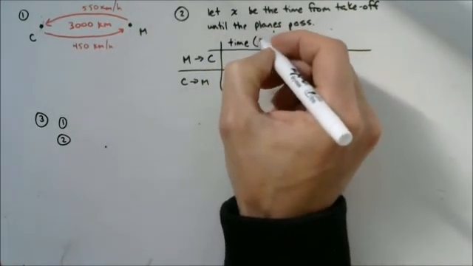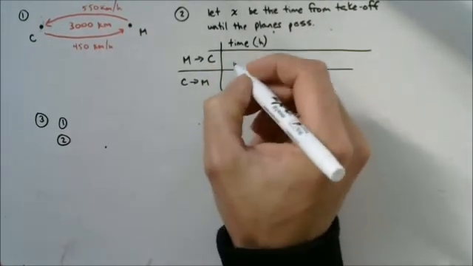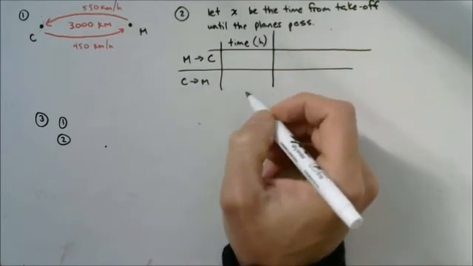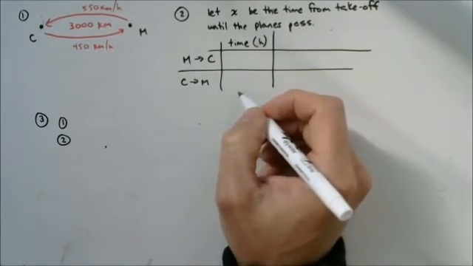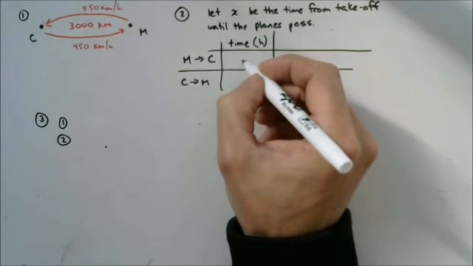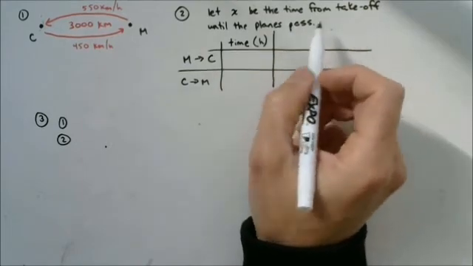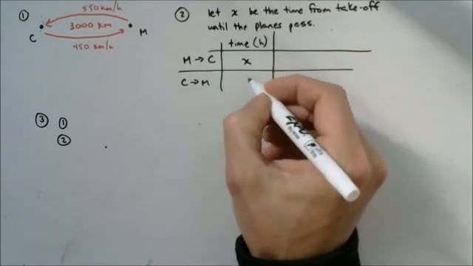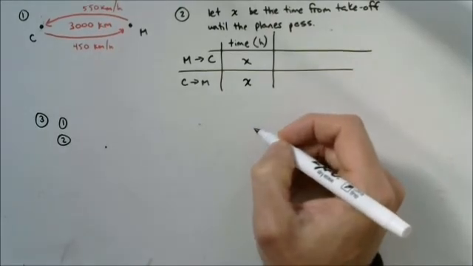We're going to start with time, recorded in hours, and the time it takes for them to pass each other. They're going to be flying for the same amount of time because they left at the same time, and they're going to meet at the same time, obviously. So, we're going to let x be the time from takeoff until the planes pass. So time for both of them is x hours.